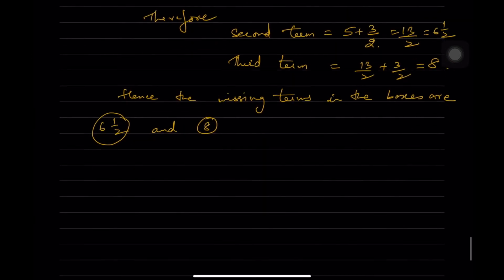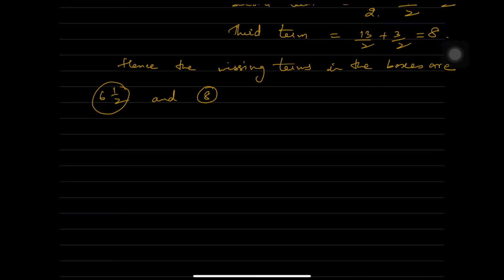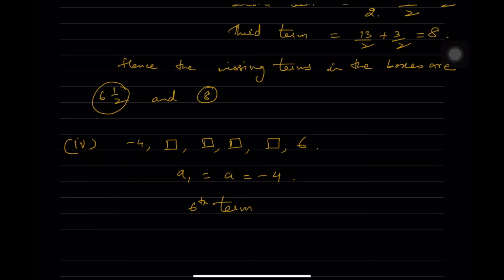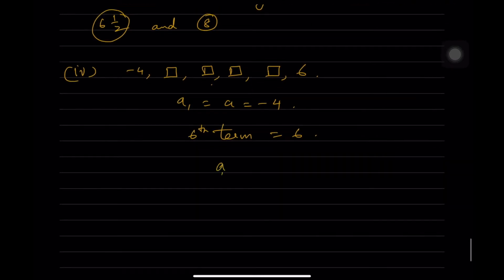Okay, going into the fourth one. What is the fourth one? We'll see. In the fourth one, it is given that minus 4, a box is given, again a box is given, again a box is given, 4 boxes, then you're having 6. So here we have to find out the missing terms. So we know only the first term, that is A1 is equal to A is equal to minus 4, and the sixth term is equal to, because this is first, second, third, fourth, fifth, sixth, 6. So therefore A6 is equal to 6.